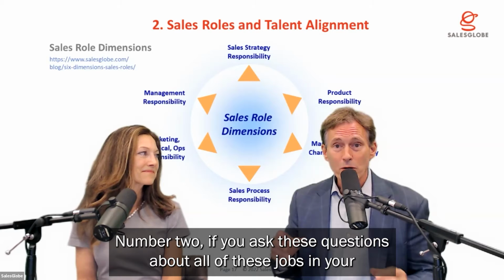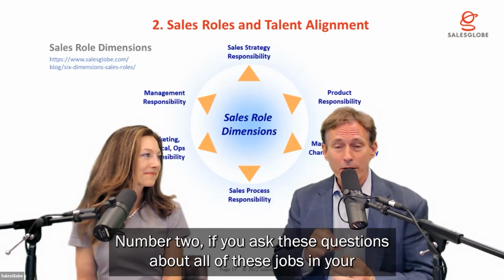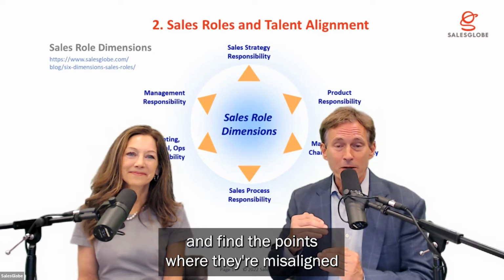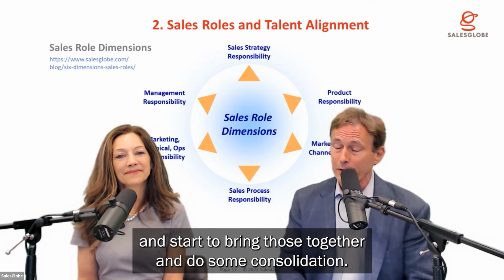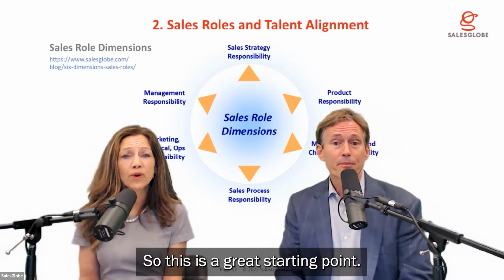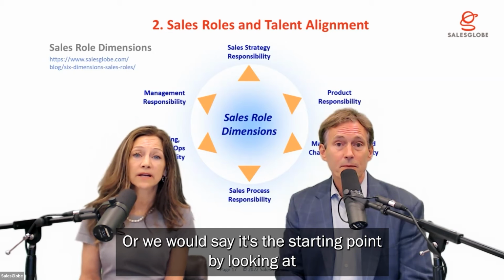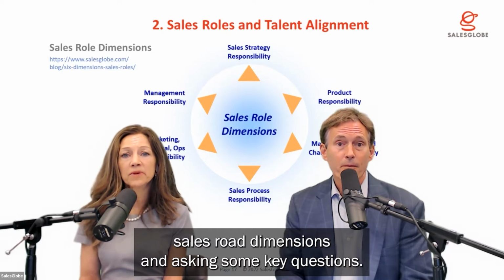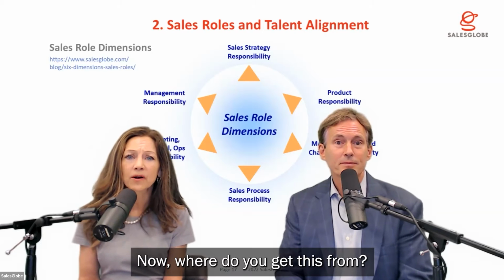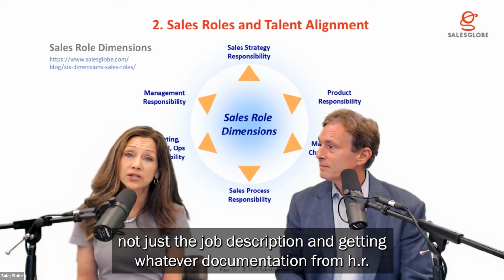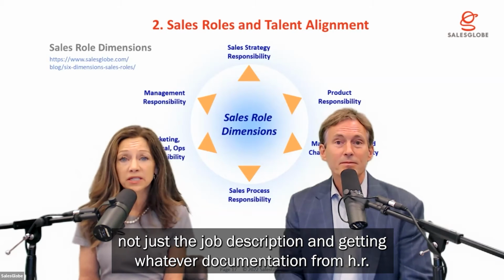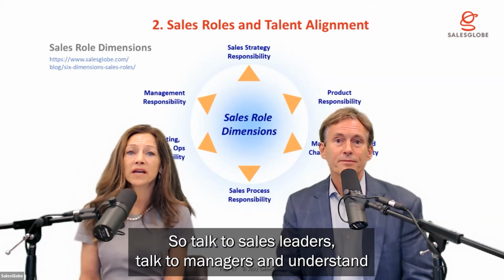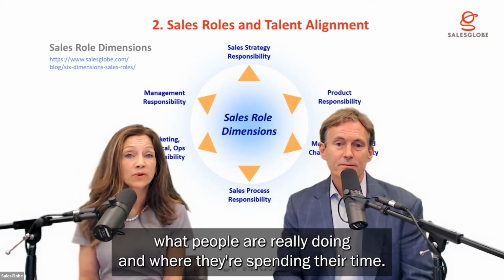Number one. Number two, if you ask these questions about all of these jobs in your combined organizations, you can start to align them and find the points where they're misaligned and start to bring those together and do some consolidation. That's right. So this is a great starting point, or we would say it's the starting point, by looking at sales role dimensions and asking some key questions. Now, where do you get this from? You get this from not just the job description and getting whatever documentation from HR, but you need to talk to people. So talk to sales leaders, talk to managers, and understand what people are really doing and where they're spending their time.